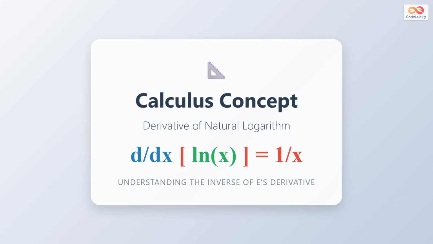Welcome. In today's calculus lesson, we are going to explore the derivative of the natural logarithm. You have probably seen the formula. The derivative of ln of x is 1 over x. But why is that? In this video, we will derive this result using the inverse relationship with Euler's number, e.